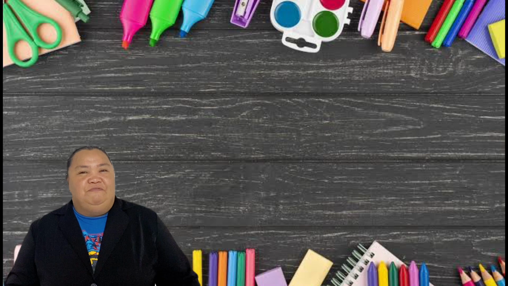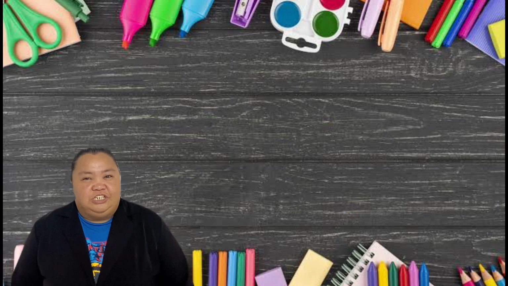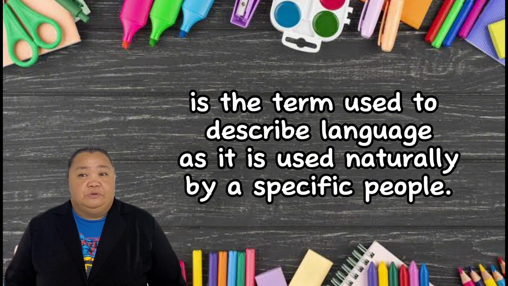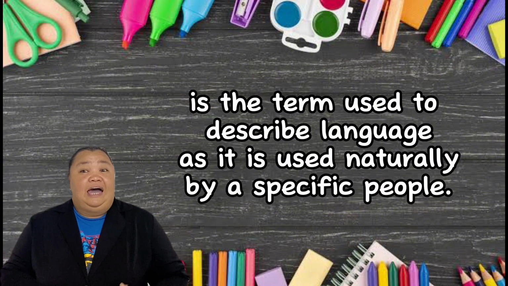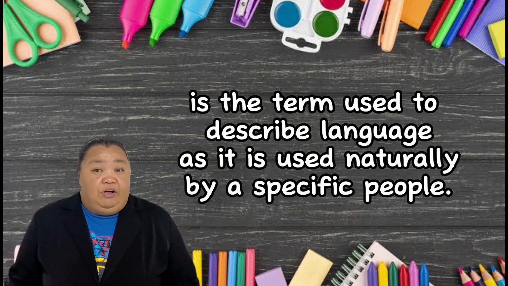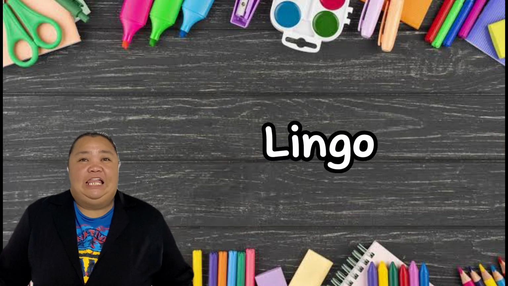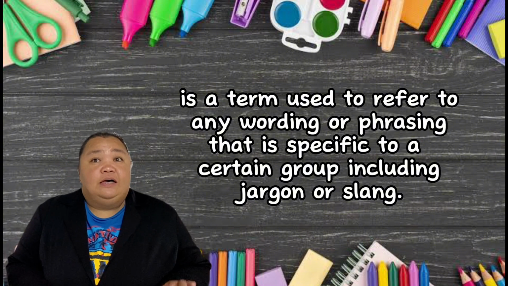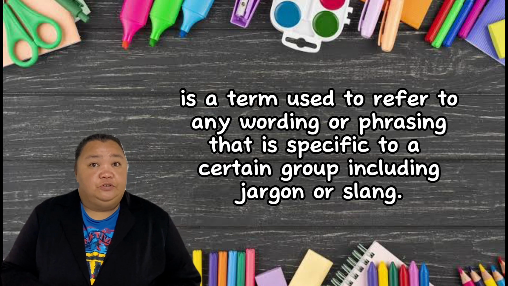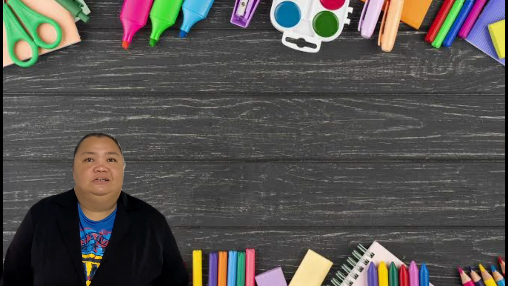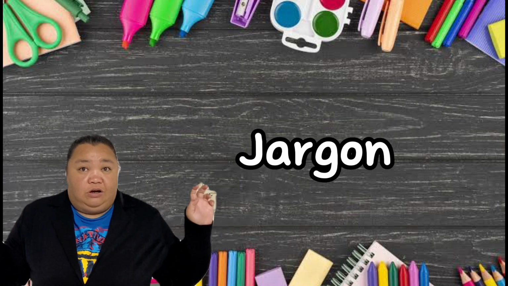Another example of language is vernacular. Vernacular is the term used to describe language as it is used naturally by a specific people. We also have lingo. Lingo is a term used to refer to wording or phrasing that is specific to a certain group, including jargon or slang.